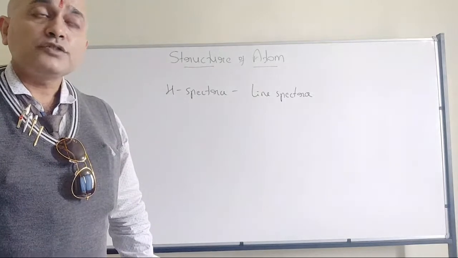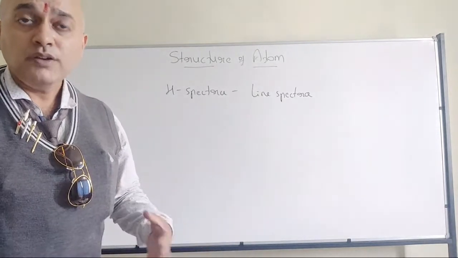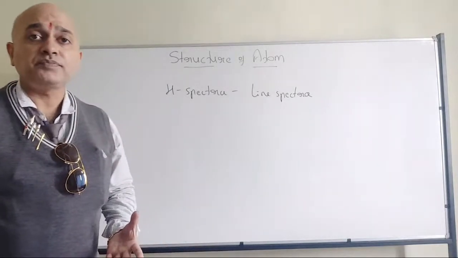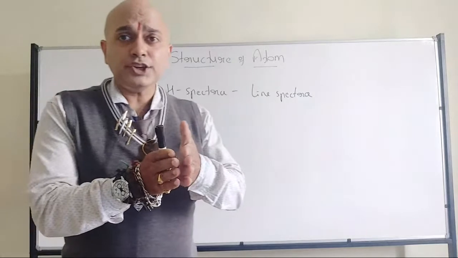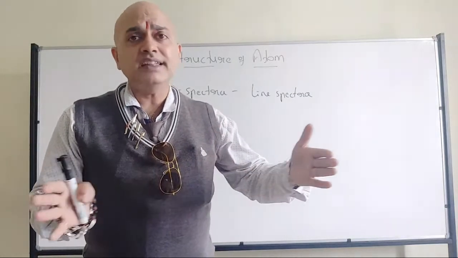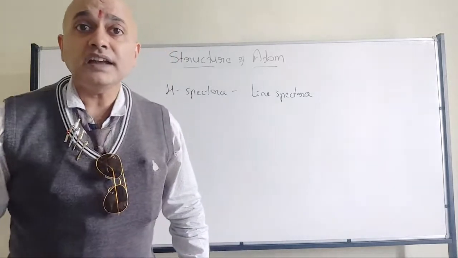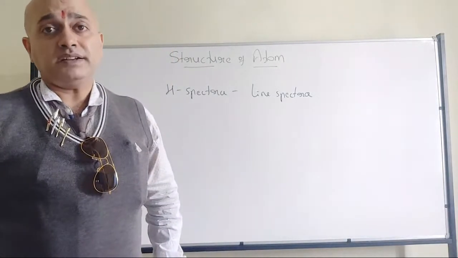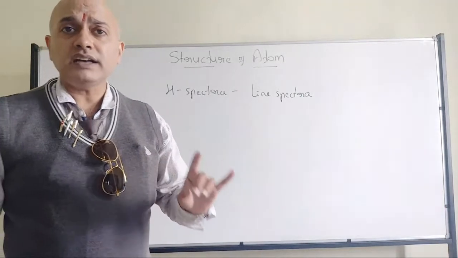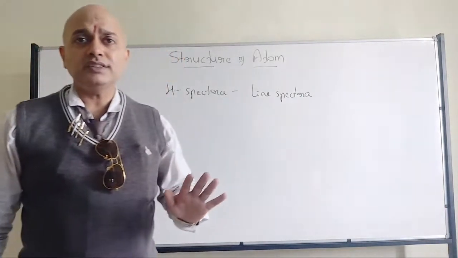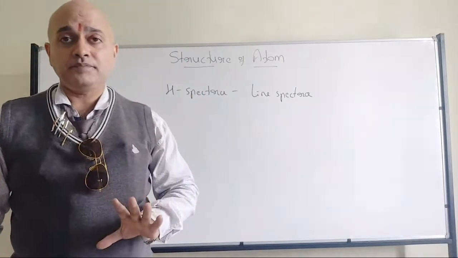Right? So what do you mean by line spectra? We know continuous spectra. What do you mean by line spectra? Line spectra means there will be clear demarcation between the different energies. So that's why they are called line spectra. So please remember, if you have a question on hydrogen spectra, the first sentence should be, it is a line spectra.